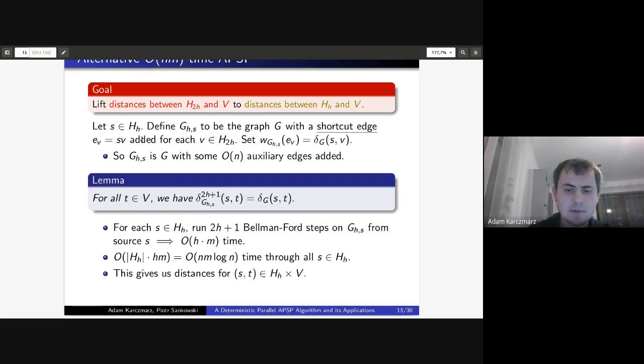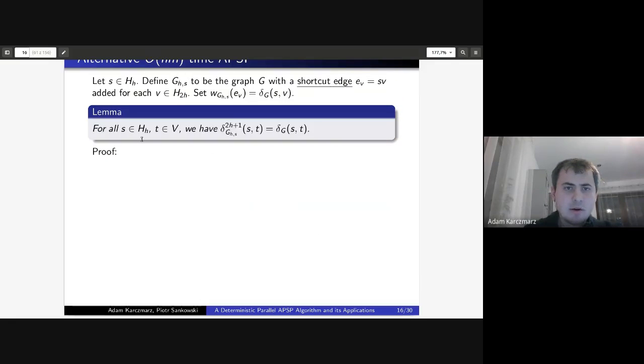So this will give us the distances between the hub set and V, and to produce the other distances, like from V to the hub set, we just proceed symmetrically. So let us now prove this fact.